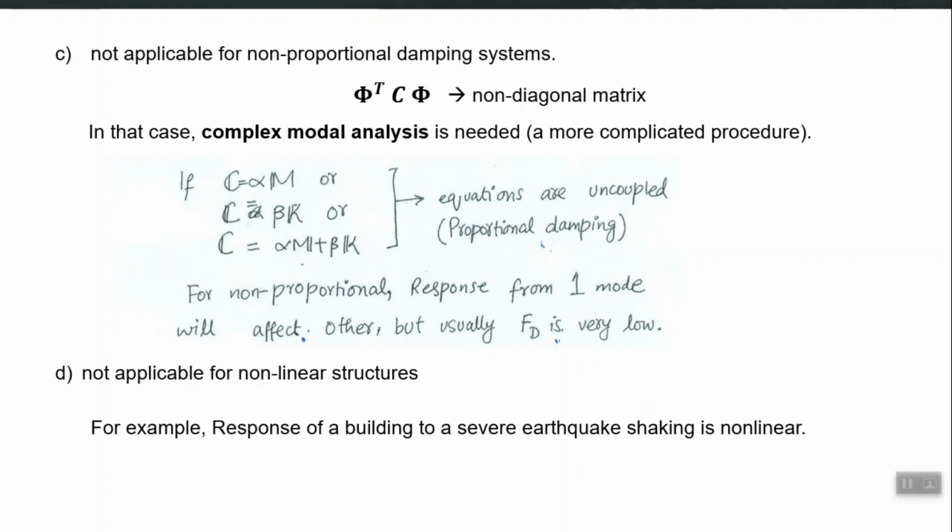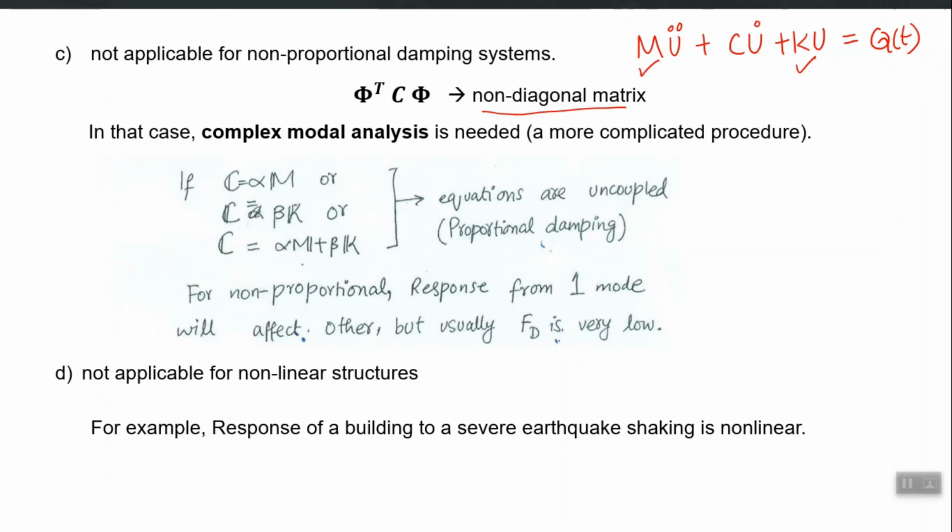The effect of damping we haven't considered in this modal RHA. So if your capital phi transpose times capital C times capital phi is a non-diagonal matrix, your whole scheme will not work. See, the original governing equation of motion is M u double dot plus C u dot plus K u equal to some q of t vector. Now you haven't considered this C matrix up till now, but you used the orthogonality property of mode shapes with respect to the mass matrix and the K matrix, and this gives you the uncoupled equations of motion.